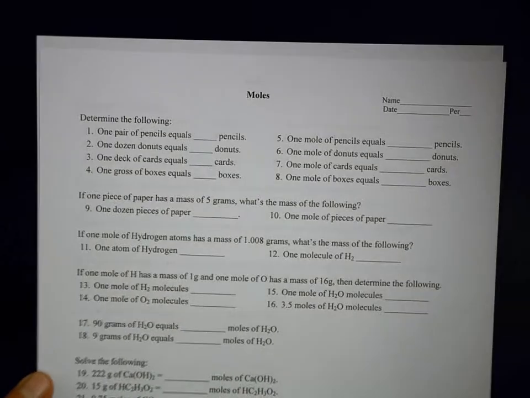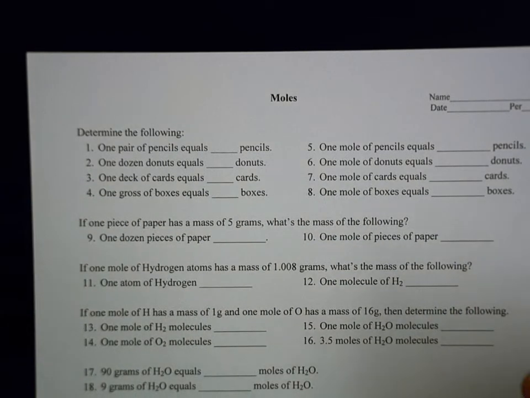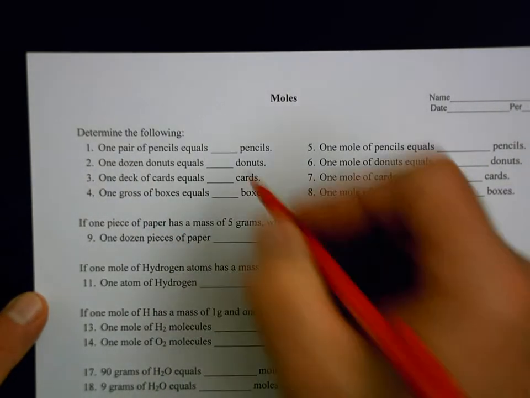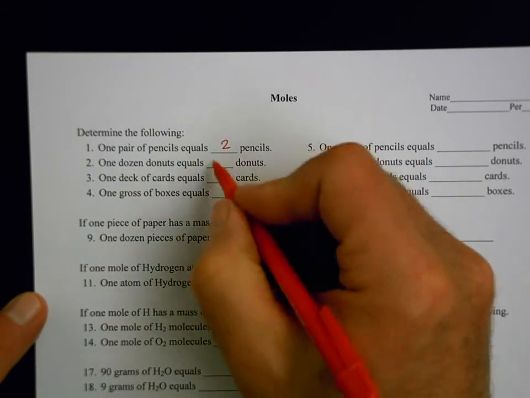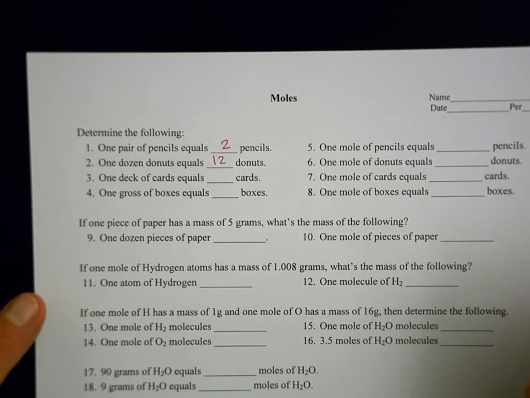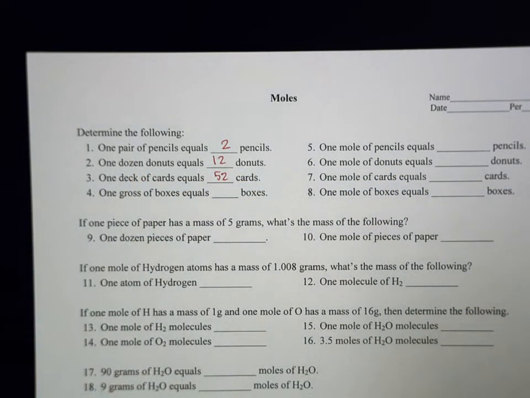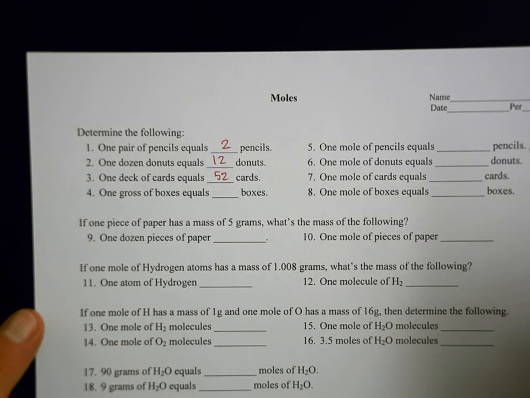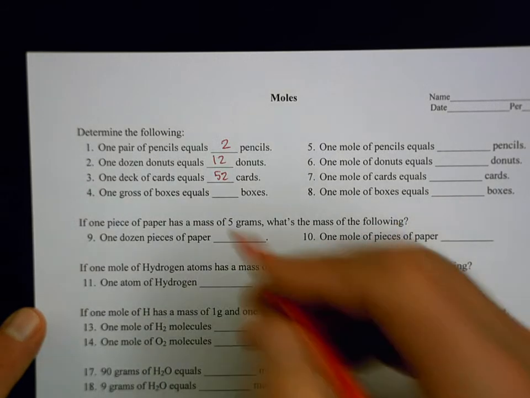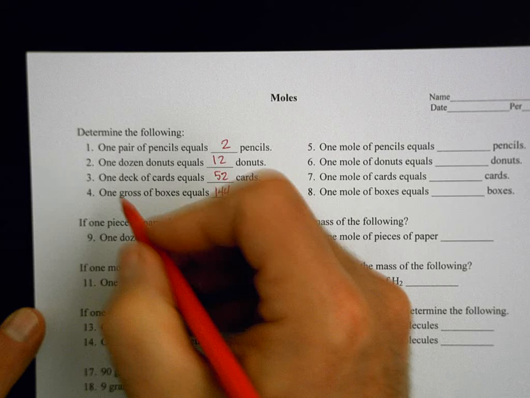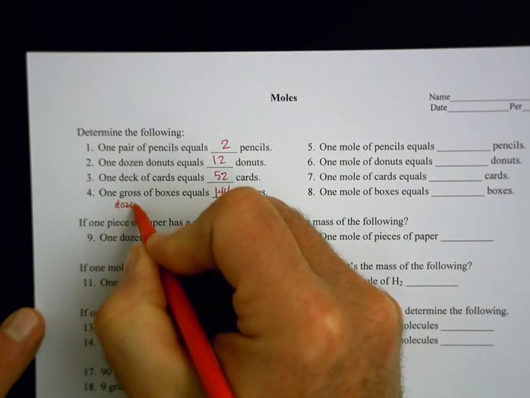So let's now shift to this page. And again, to illustrate that a mole is just a number, if I have a pair of pencils, how many pencils? 2 pencils. If I have a dozen donuts, how many donuts? 12. If I have a deck of cards, how many cards is that? 52. Okay, we have words that mean certain numbers. Anybody know what gross is? Actually, a gross is a dozen dozens. 144, 12 times 12. A gross is basically a dozen dozen.